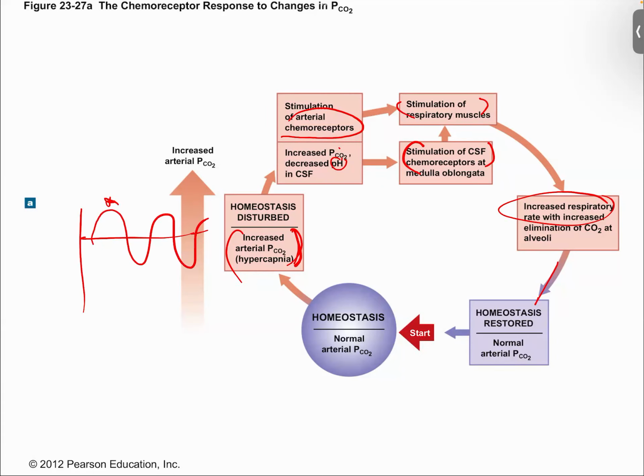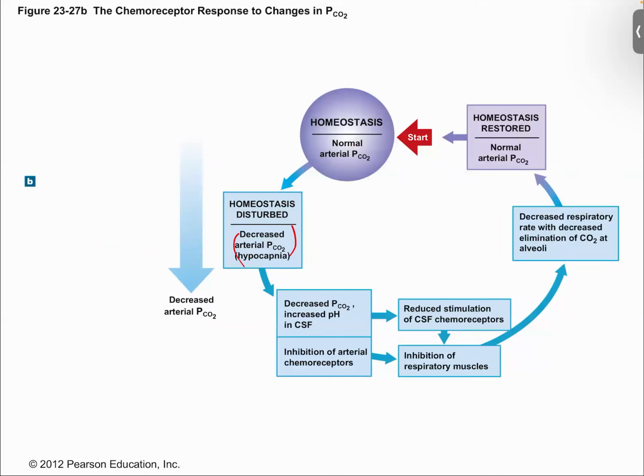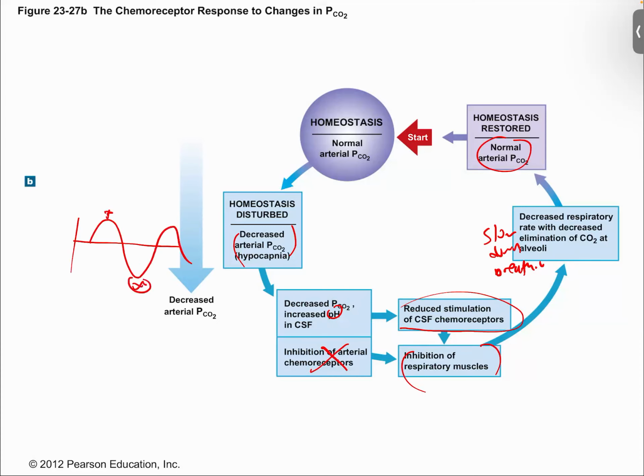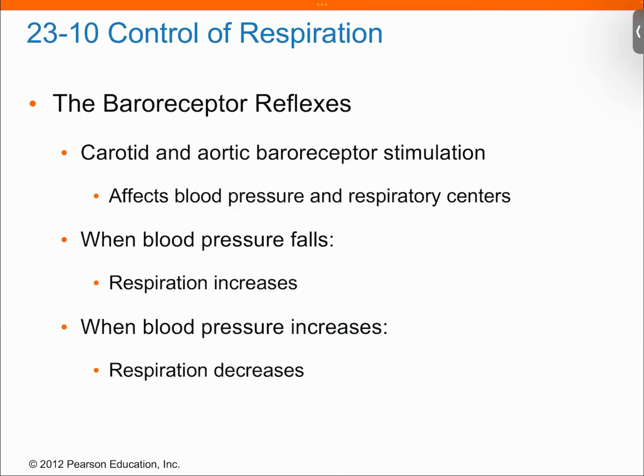So this is basically what you're looking at. This is going to be when you have a peak response. The trough response is when you have a decrease in CO2. So you're going to have an increase in pH. So it's going to be a little alkaline on that side. You have inhibition of your arterial chemoreceptors. So the pH change in the CSF is going to cause a reduction in stimulation of the central chemoreceptor, and an inhibition of the respiratory muscles, which is going to slow down your breathing. And that's going to allow you to bring your CO2 back down to normal. So this is a trough response. Okay, so that's how you keep your CO2 in homeostatic norm.